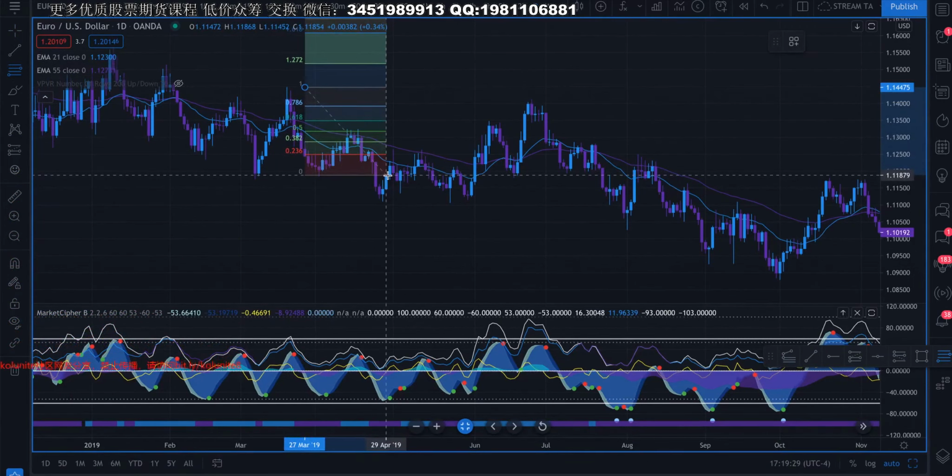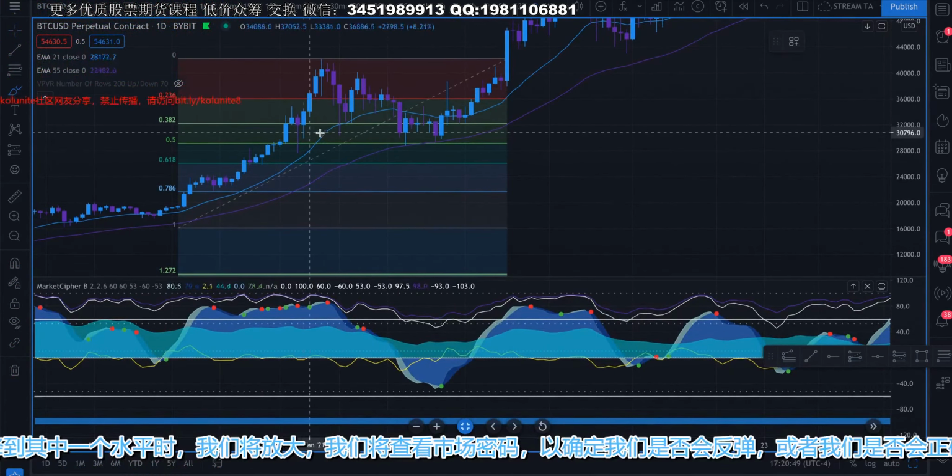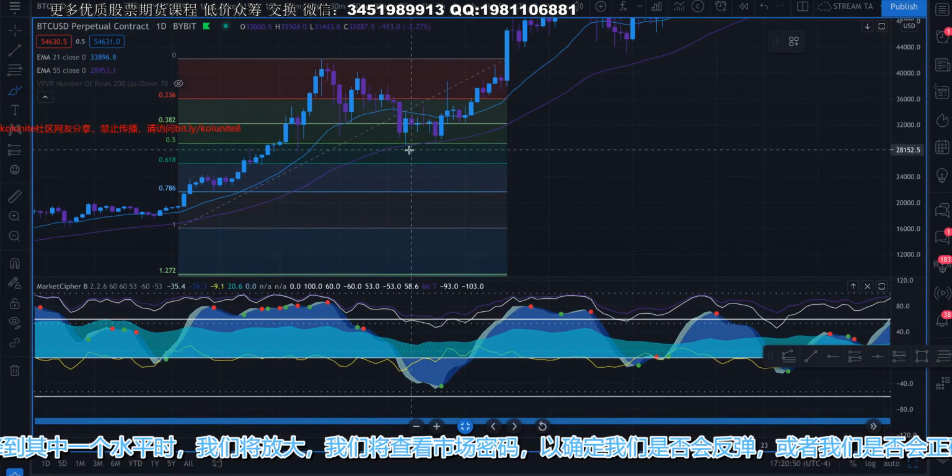And how are we going to find these types of entries? Well, we'll get into this more later in the Market Cipher session, but we're going to zoom in when we come down to one of these levels, and look at Market Cipher to determine if we're going to get a bounce or if we are going to fall through it. Usually we'll be able to get a bounce. So when we come down to one of these levels after a dump, you can already say, I'm pretty certain we will get a bounce.